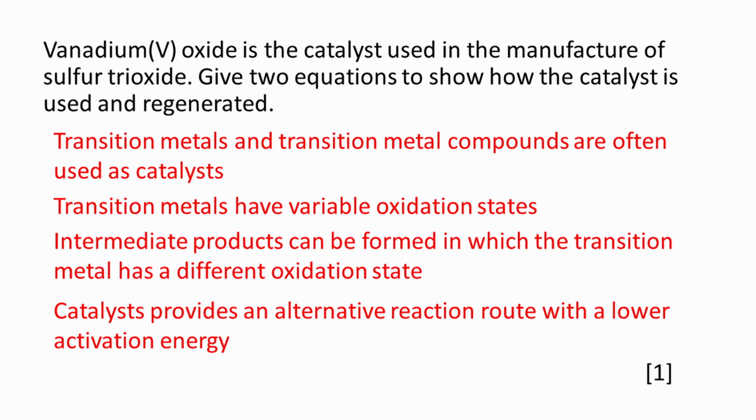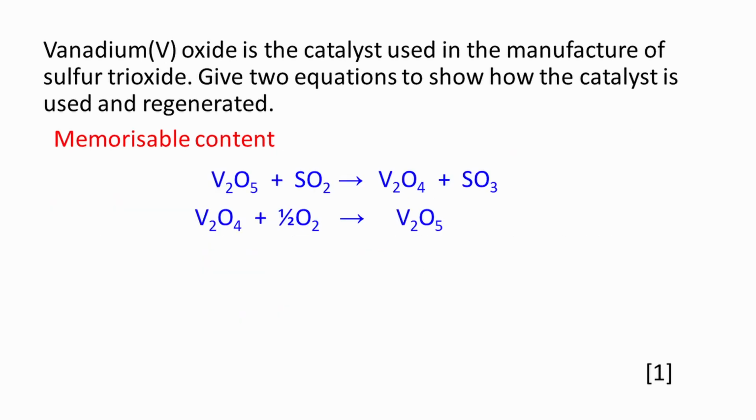Intermediate products can be formed in which the transition metal has a different oxidation state. Catalysts provide an alternative reaction route with a lower activation energy. This alternative route could be via a transition metal intermediate. The equations that you need to answer this question are on the AQA specification.